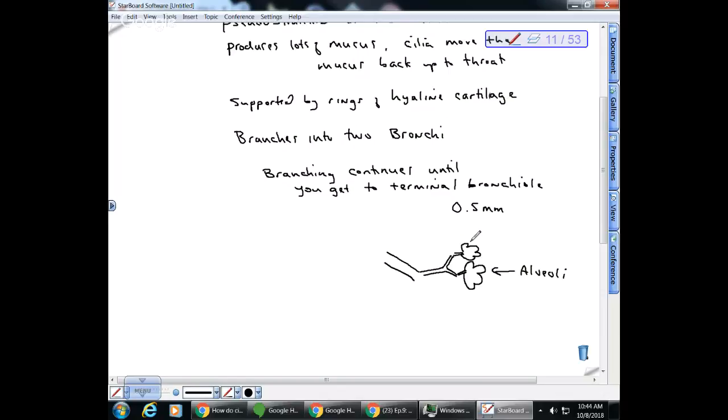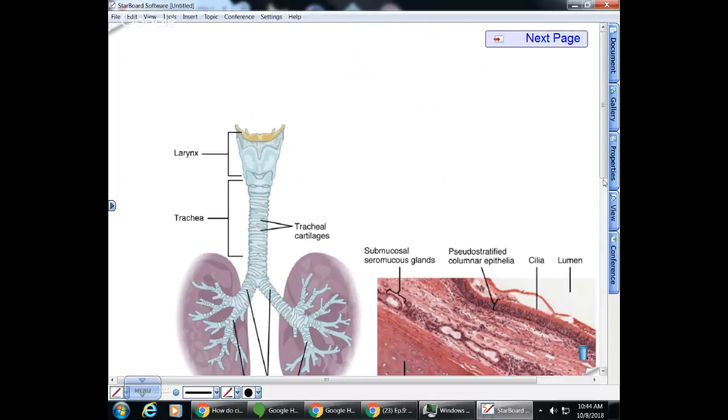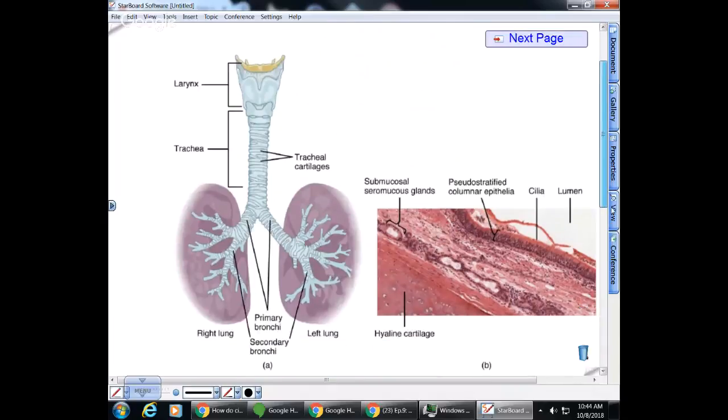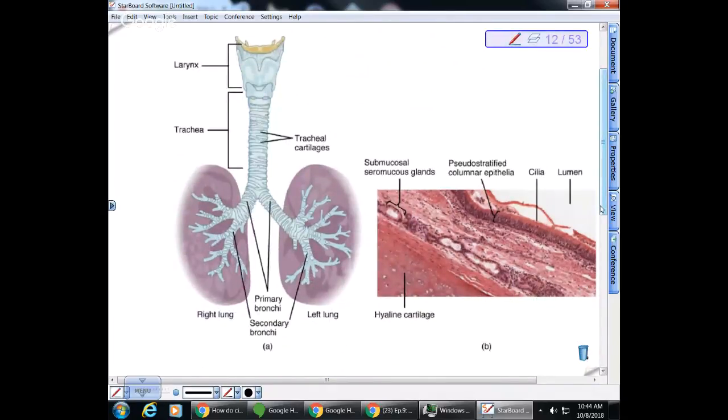So the alveoli are the only place within this whole respiratory system where gas exchange actually takes place with the blood. Remember that most of our respiratory system is just the conducting zone. If we look at a diagram of this in your book, you can see this is actually a cross-section through the trachea. You can see the hyaline cartilage and then the layers of connective tissue, and then we see the pseudostratified epithelial tissue with the cilia on it.